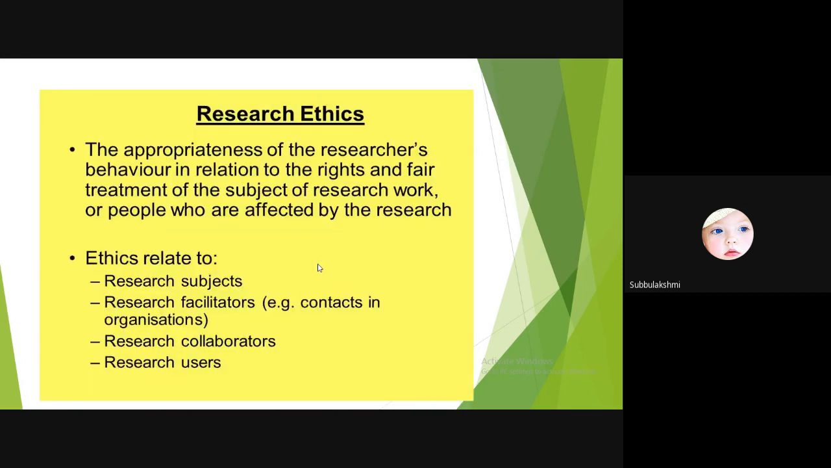Whether the research ethics relate to research subjects, whether research facilitators are there, we keep in contact with organizations or institutions. There should be facilitators, people who help us in execution, collaborations, and whether research users are there. All these need to be focused on when we are into a field study.